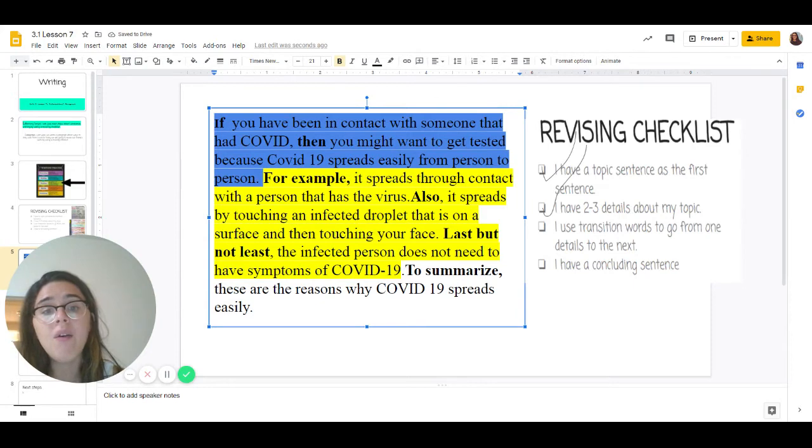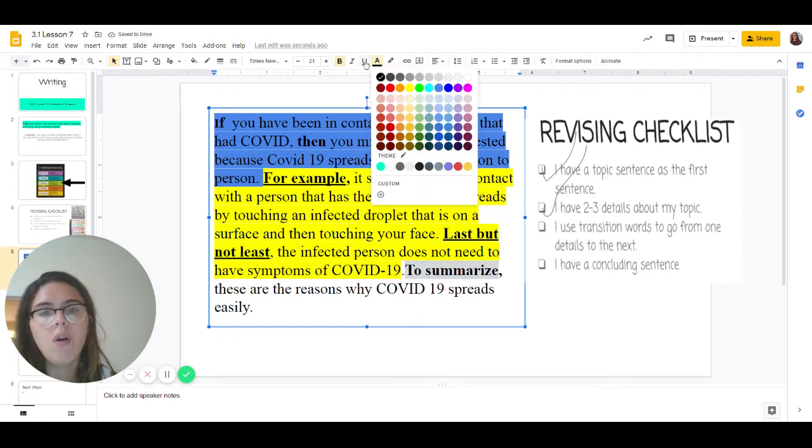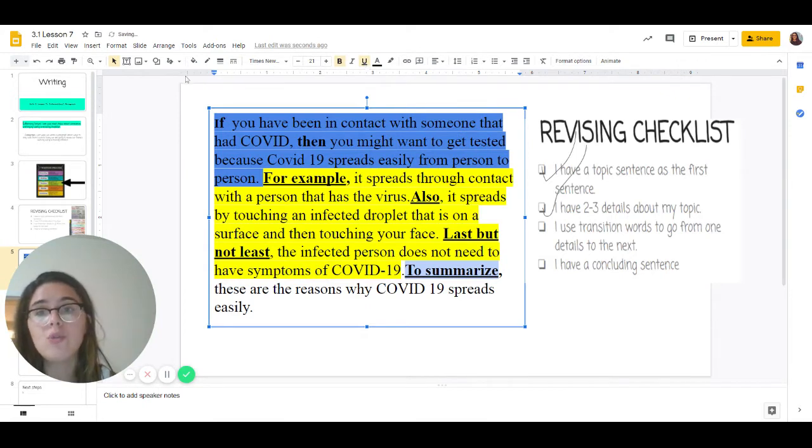Now, the next thing says I use transition words to go from one detail to the next. So I'm going to underline some of the transition words. For example, I use also, I use last but not least, and I use to summarize. So those are all transition words. So I do that. So I'm going to go ahead and put a check.